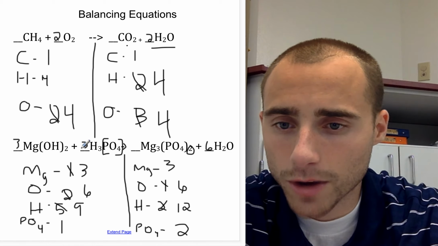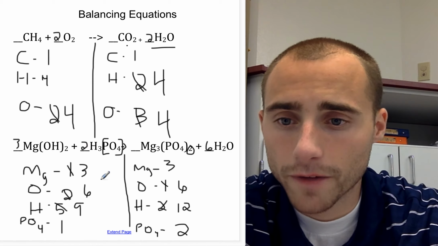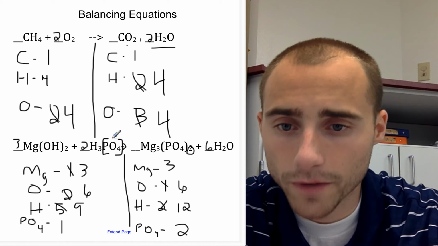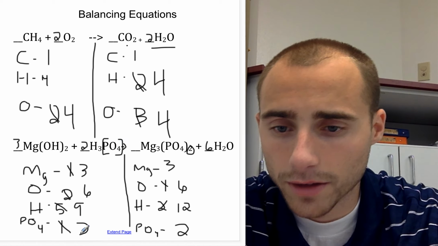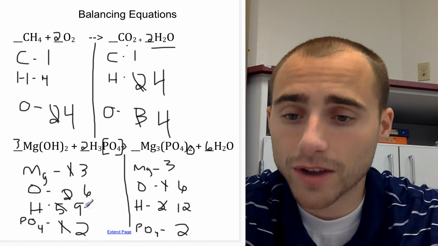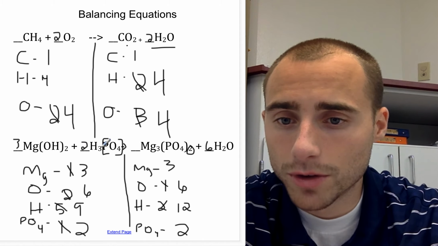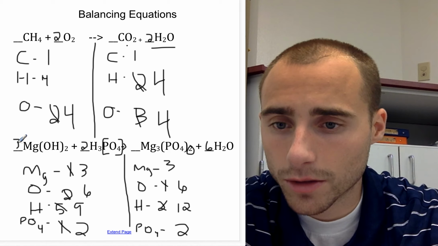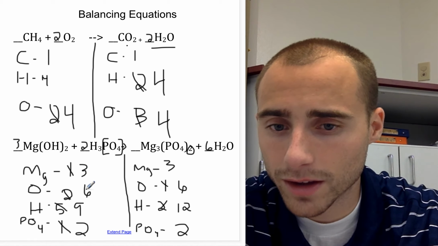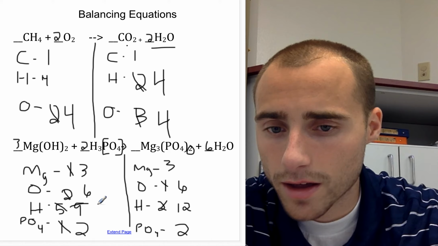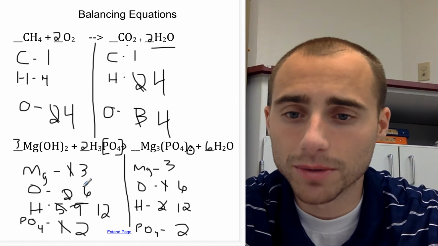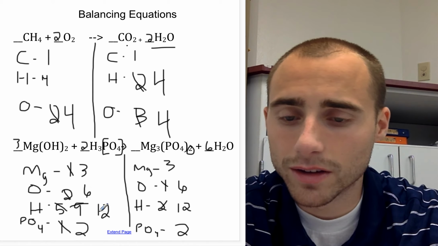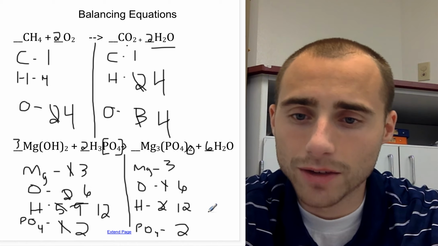Phosphates, I got to put a 2 right here to make our phosphates work out, right? Because we have 1 phosphate here, we have 2 phosphates here. So by putting a 2 here, we now have 2 phosphates over here. And it's going to balance out our phosphates. But wait, it also changes our hydrogens. 2 times 3 hydrogens is 6. 3 times 2 hydrogens is 6, giving us a total of 12. And look at that, voila, I have it correct. 3 magnesiums on each side, 6 oxygens on each side, 12 hydrogens on each side, and 2 phosphates on each side.